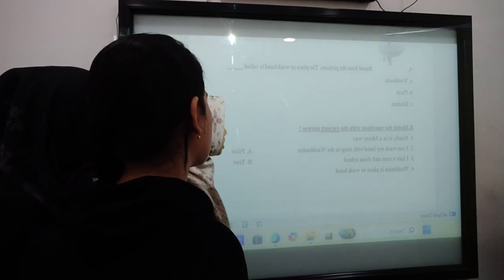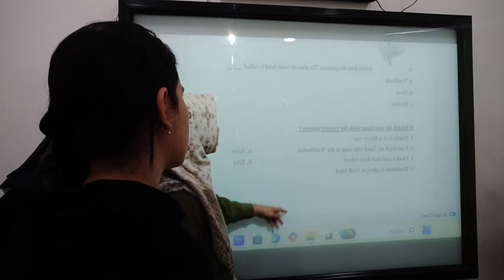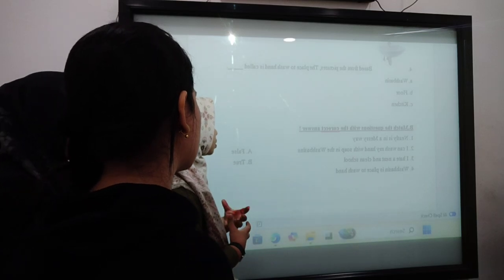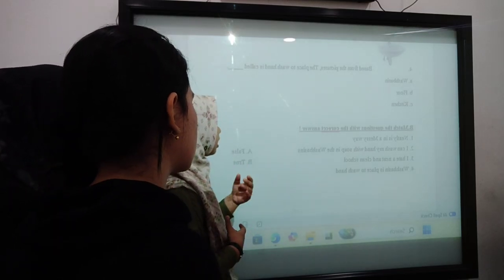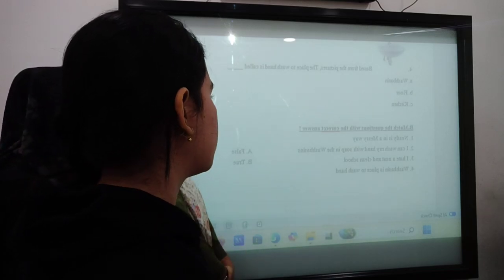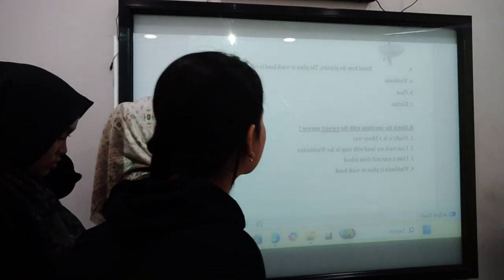And number 2, I can wash my hand with soap in the wash machine. Actually, the wash machine function is we can wash our hand or sometimes our face also in there, and we use soap also. And number 3, I had a neat and clean school.